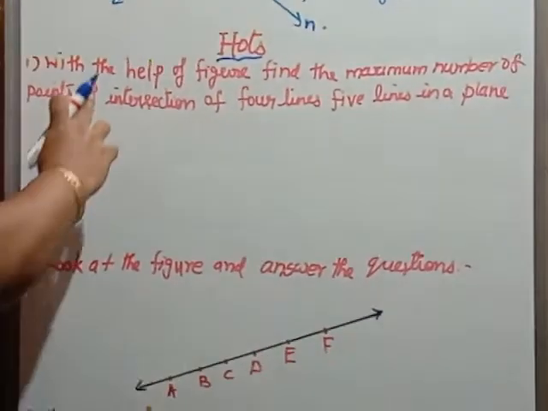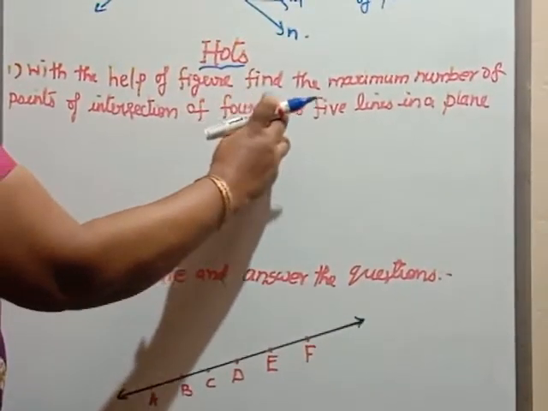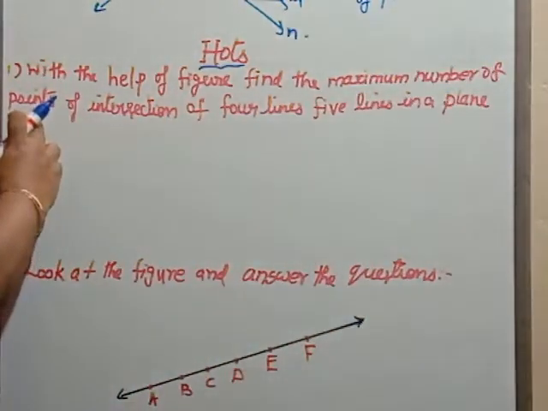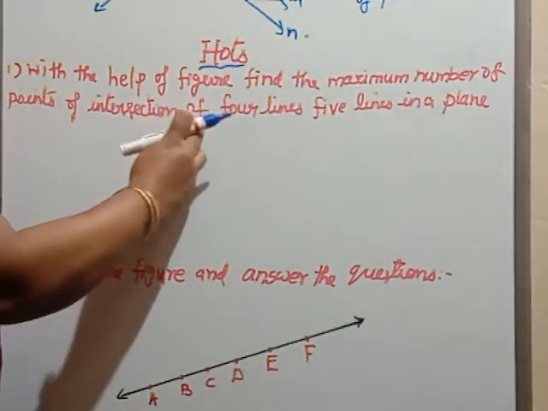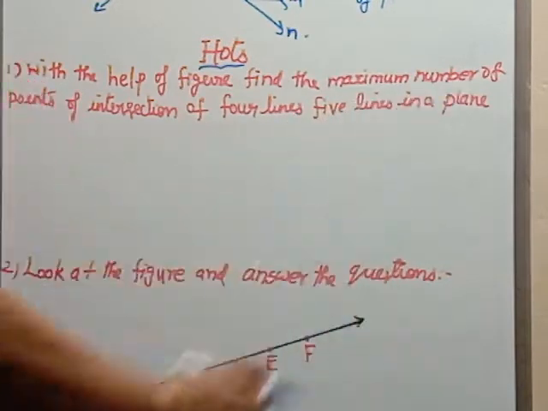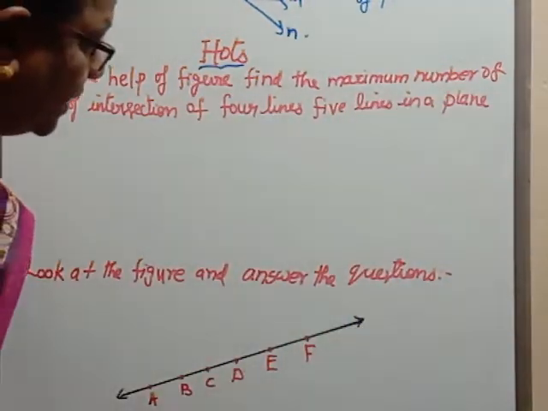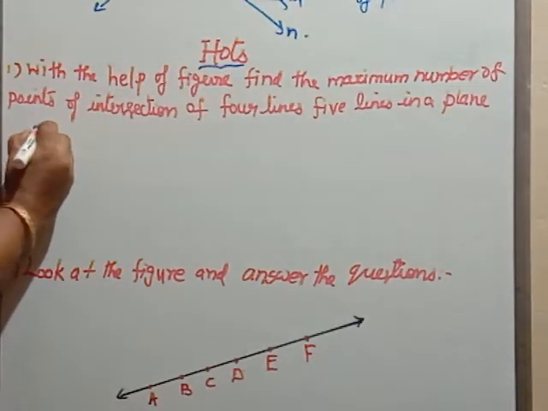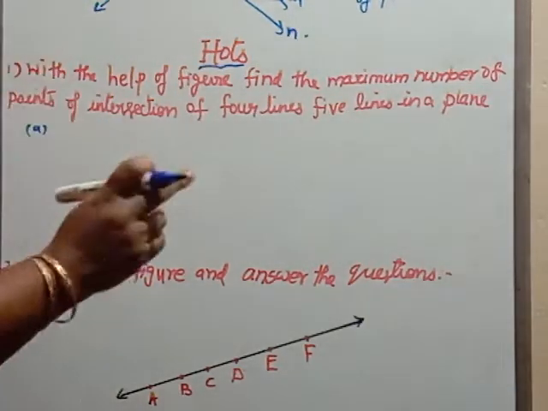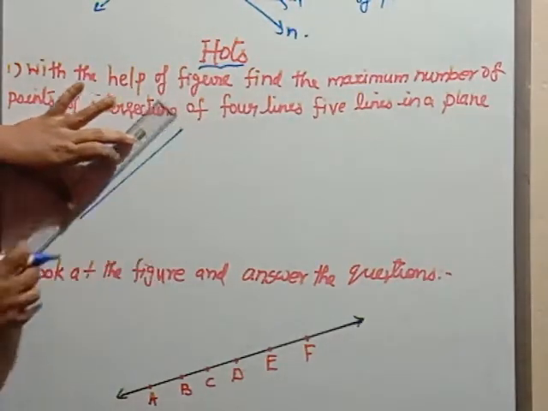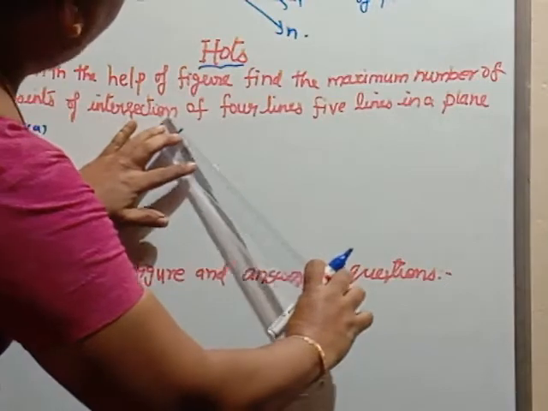First question: with the help of the figure, find the maximum number of points of intersection of 4 lines, 5 lines in a plane. Okay, now I will take 5 lines in a plane. For you, try to draw the figure with the help of 4 lines. Now I will draw the 5 lines figure and find the intersection points.